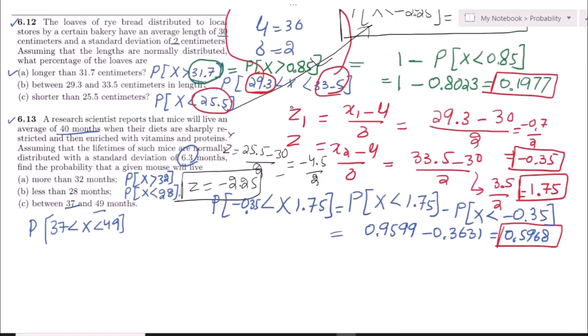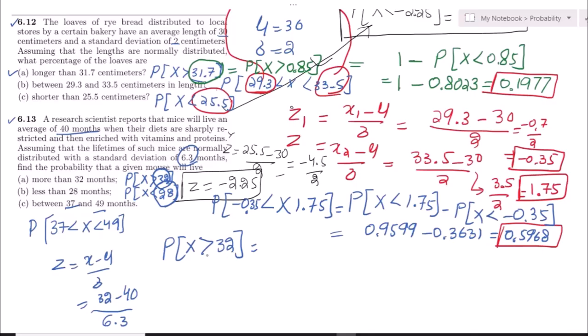Now what would be the steps? Here again you have to convert it to the Z, as here this is the first one, x is greater than 32. Okay, so the value for Z here would be x minus mu divided by sigma. The value of x is 32, the value of mu is 40, divided by sigma. The value of sigma is 6.3. Okay, you have to find it out and then write it here.